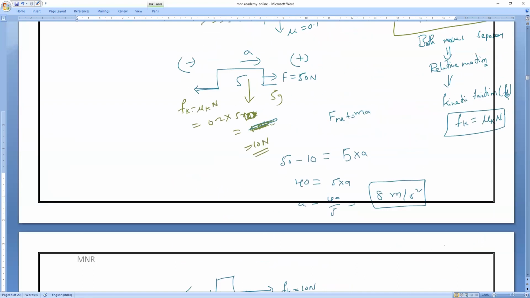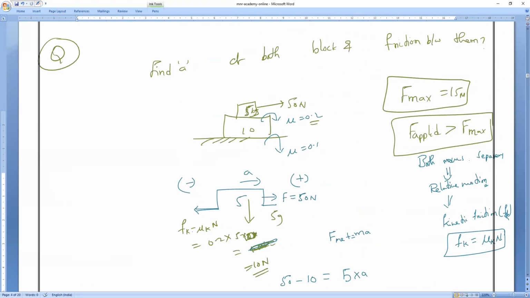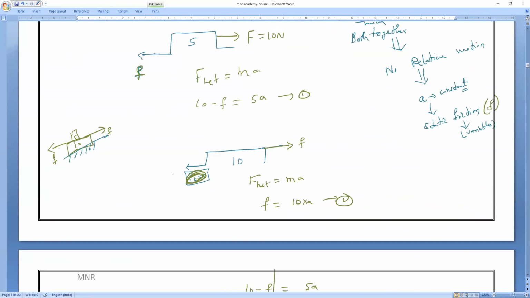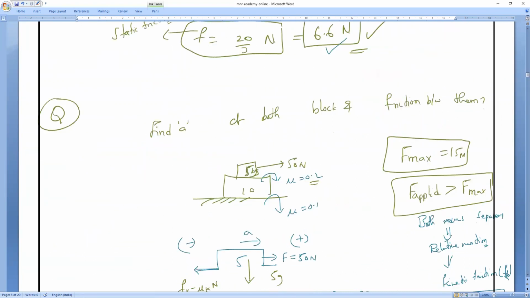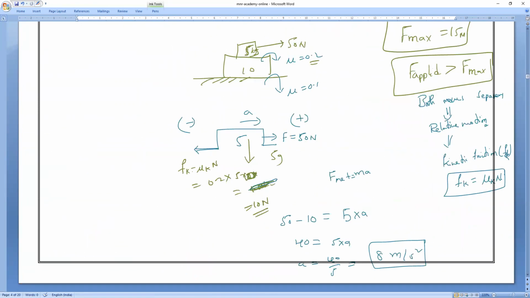Okay, clear everybody. So now two things I have written here. Both move separately: relative motion, kinetic friction. Both move together: no relative motion, acceleration remains constant, static friction, variable. But here, if both move separately with relative motion, acceleration remains not constant, it is kinetic friction. So kinetic friction is constant. What is the formula for kinetic friction? Mu k into N. Is it okay, everybody?